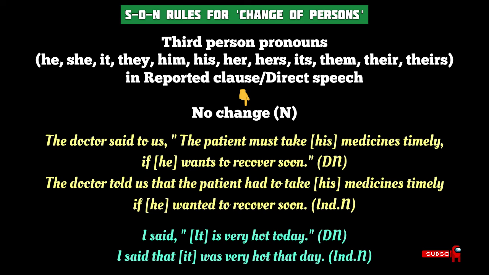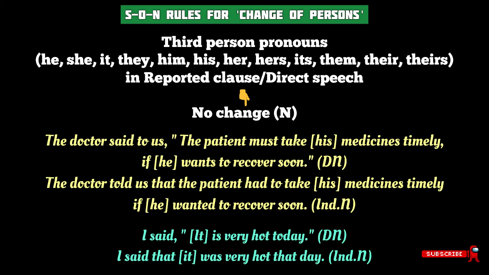The doctor said to us, "The patient must take his medicines timely if he wants to recover soon." As you can see, in this sentence of direct narration, there are two third person pronouns in the direct speech, his and he. But according to the SON formula, we will not change them in the indirect narration. The doctor told us that the patient had to take his medicines timely if he wanted to recover soon. You see, here we are making the other necessary changes, but we are not changing the person of pronouns.